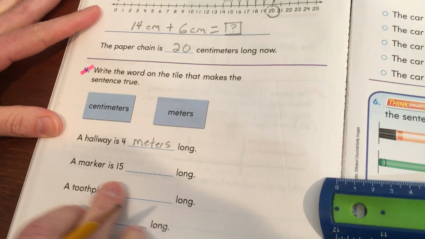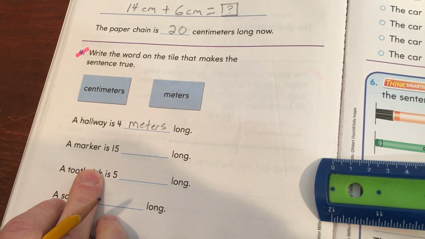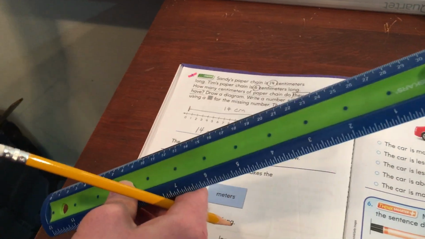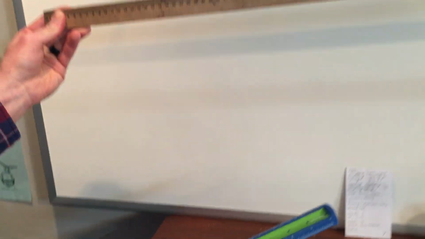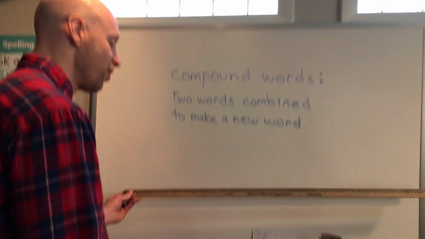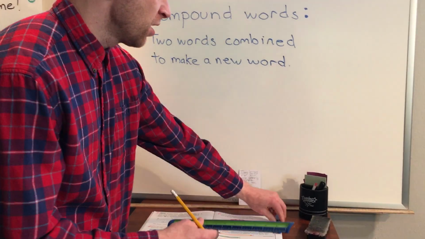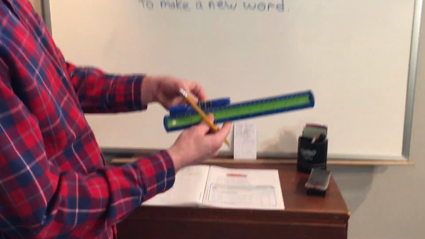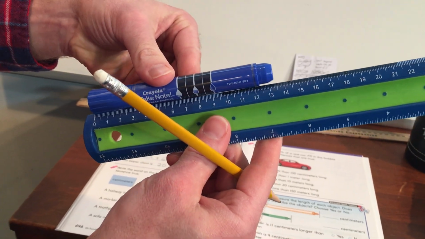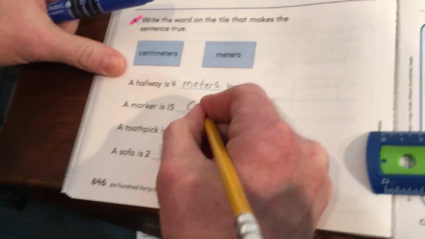A marker is 15 meters long or centimeters long. Well, if you're a giant, maybe your marker would be 50 of these long. But looking at my marker, which is pretty close to 15 centimeters long, it's about 13 and a half, I'd say cm would be what we're going with.